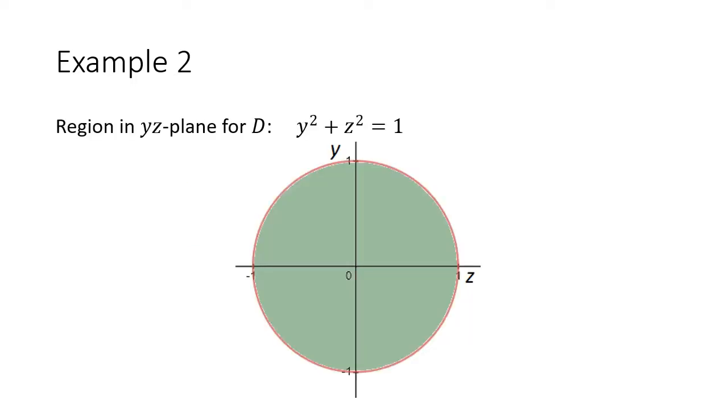And so, my region in that yz plane for D, well, again, make x equal to 0. Well, that doesn't change anything because there's no x's involved here at all. In fact, I believe we looked at this same surface a while ago when we first started our multivariable calculus exploration. And y squared plus z squared equals 1, well, that's just a unit circle. That's a unit circle in my yz plane.